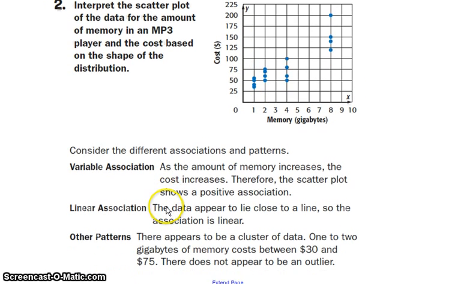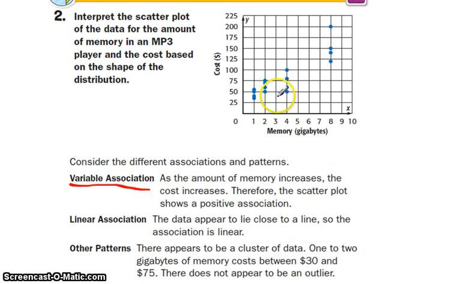If we take a look at this graph, let's look at our variable association. Again, variable just looks at whether it is positive or negative. Well, this is going up, so it's going to be positive, because as the memory increases, the cost increases. That's a positive association. Now, is it linear? Yeah, it is linear. This one's a little harder to tell, but we don't see any curves or anything. It's all going uphill. So this would be linear association.